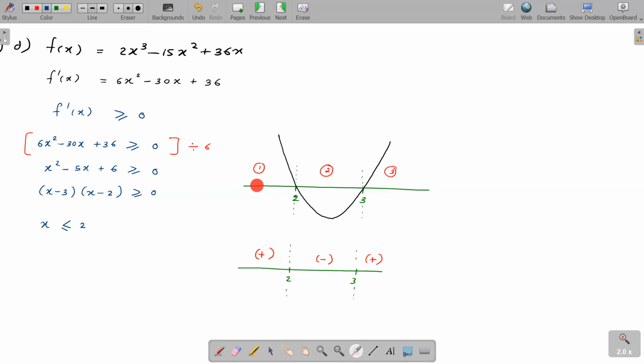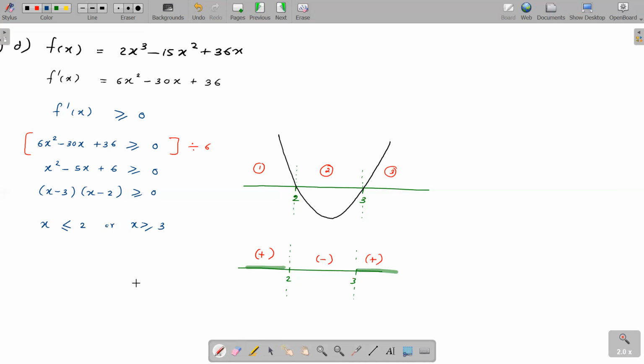x is less than or equal to 2 is one range. Do you agree? And the other one is the range where x is greater than or equal to 3. So x is less than or equal to 2, or x is greater than or equal to 3. So these are the two number ranges.